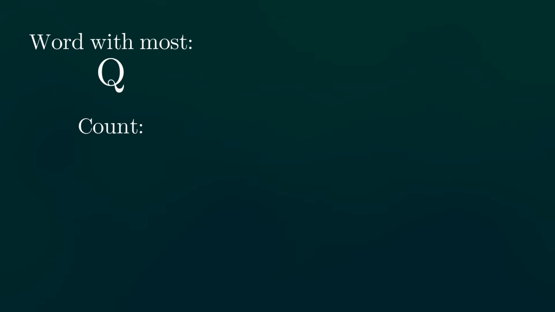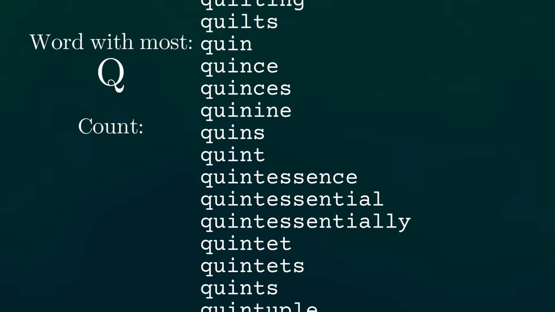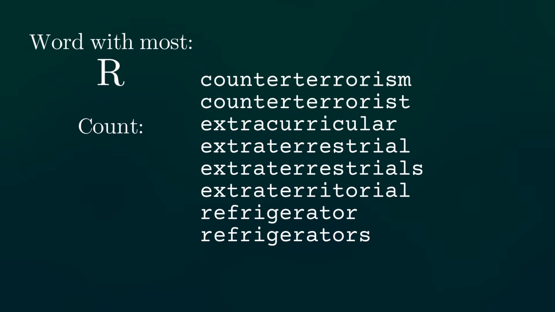The word with the most Q's... oh boy. It is a 951-way tie between all of the words on the screen, having 1 Q each. Wow, Q really couldn't do any better, could it? Anyway, the word with the most R's is an 8-way tie between counter-terrorism, counter-terrorist, extracurricular, extraterrestrial, extraterrestrials, extraterritorial, refrigerator, and refrigerators, with 4 R's each.